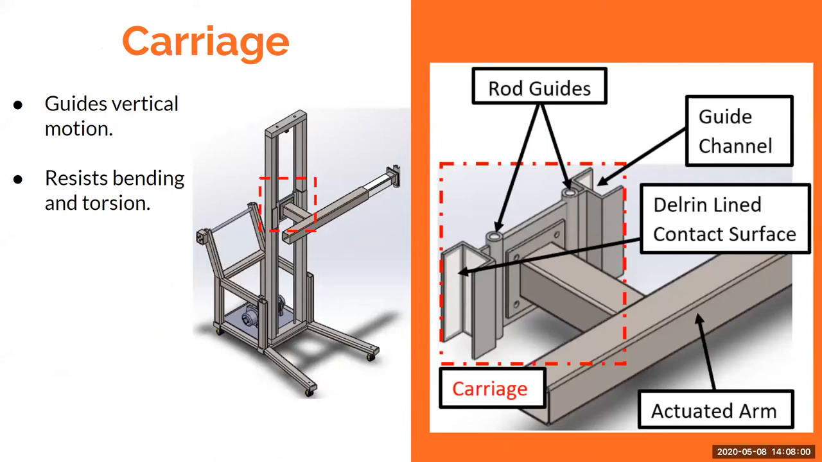So this is our carriage, and as you can see inside the red square, this is where it's shown. The carriage provides a mounting point for the horizontal arm, as well as acts as the guide for the vertical motion. Also, the carriage provides low friction surfaces that prevent binding. It consists of 3/4-inch rod guides and Delrin line contact surfaces that both promote a low friction operation.